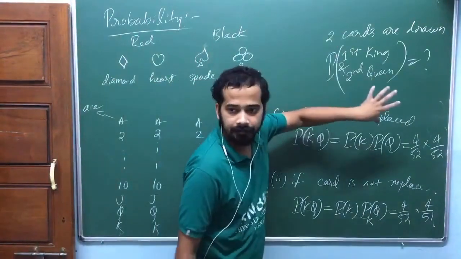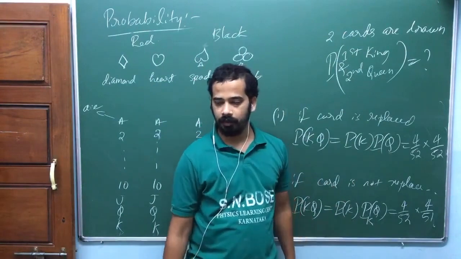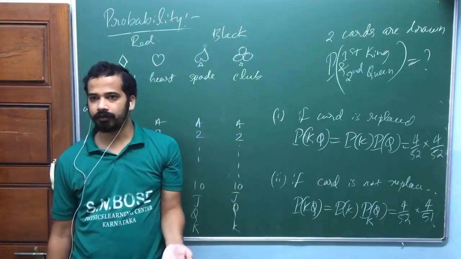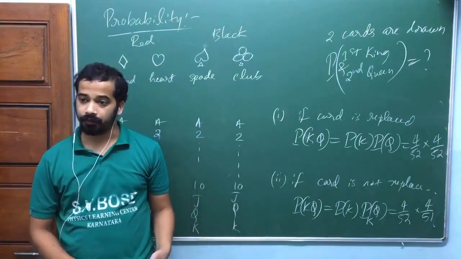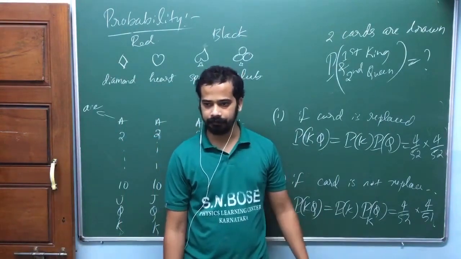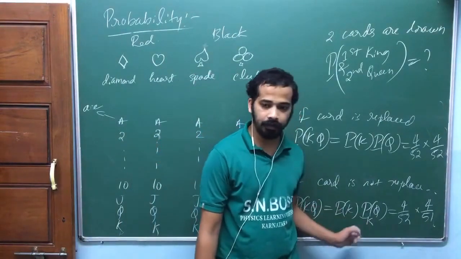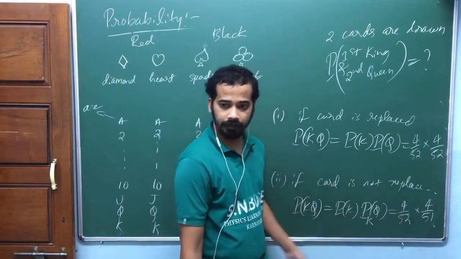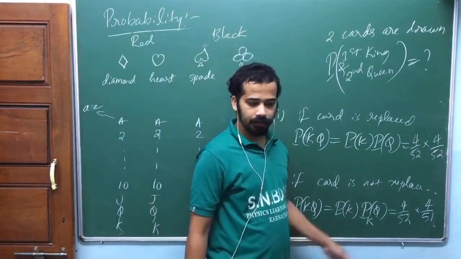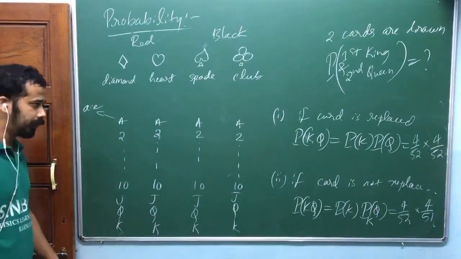Event A, event B. In one case, both are independent events. I think I told you both are exclusive. No, not exclusive. Exclusive is different. Independent is different. Both are independent here. One event doesn't depend on the other event. But in the other case, one event depends on the other event. The second event depends on the first event. Since here you are replacing the card, both events are independent. Try to work out some problems, then it would be good.